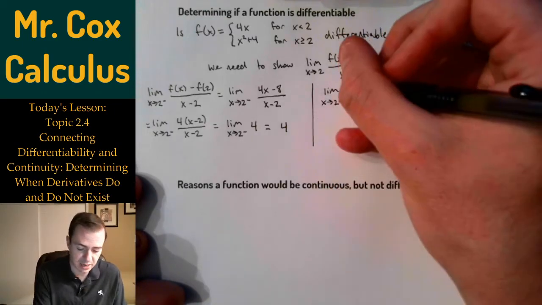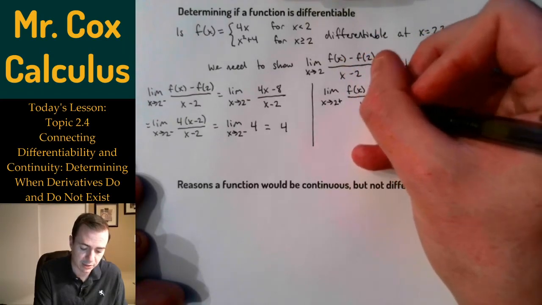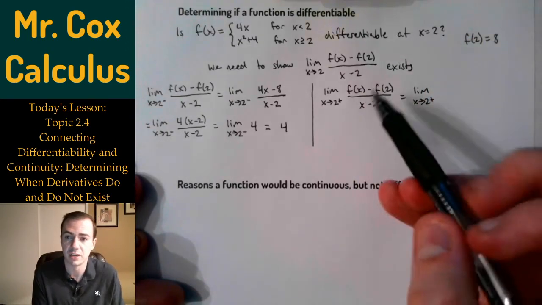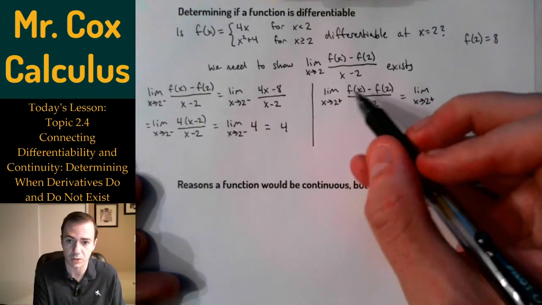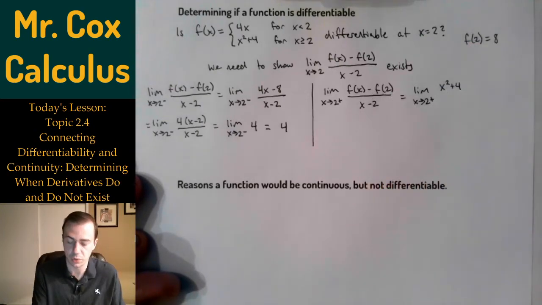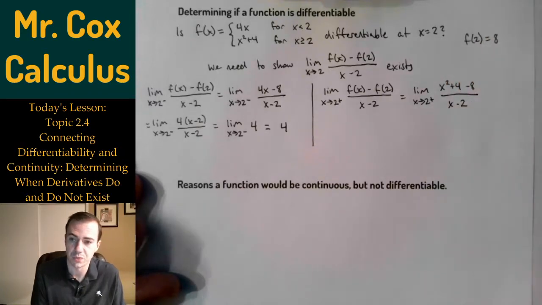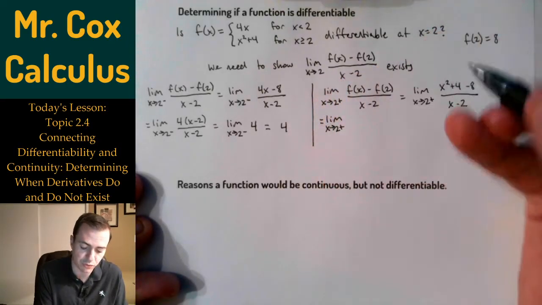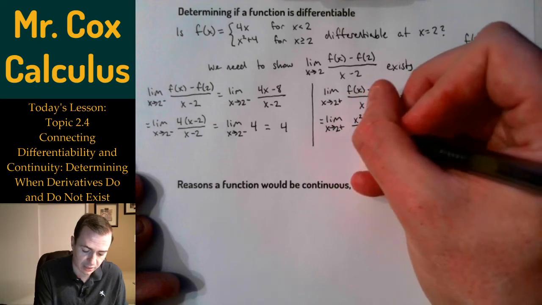So now let's apply the same logic and look at the limit as x approaches 2 from the right. Again, of the same expression, f of x minus f of 2 over x minus 2. Well, this is the limit as x approaches 2 from above. Now for values to the right of 2, f of x is x squared plus 4. So I need to put x squared plus 4 in for f of x, minus f of 2, which we established was 8, all over x minus 2. And if I clean up that numerator, I get that this equals the limit as x approaches 2 from above of x squared minus 4 over x minus 2.